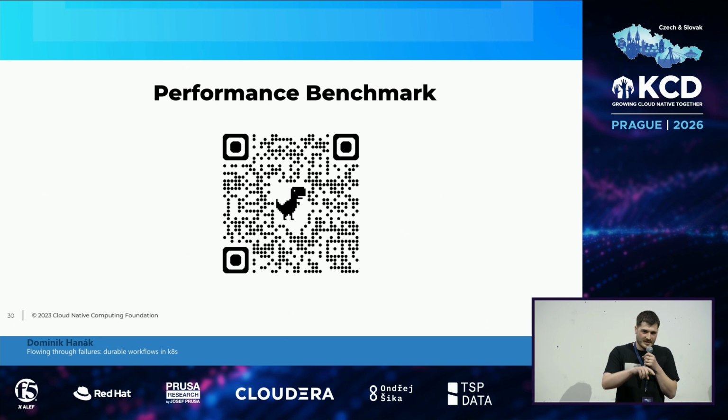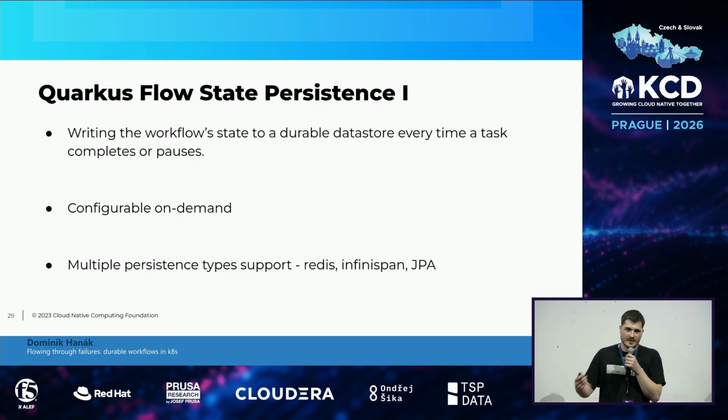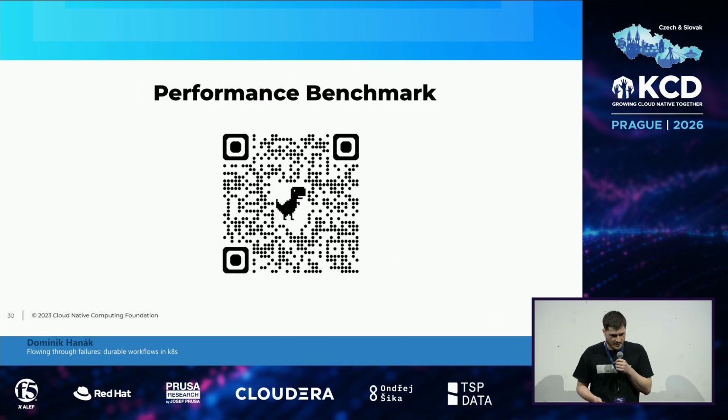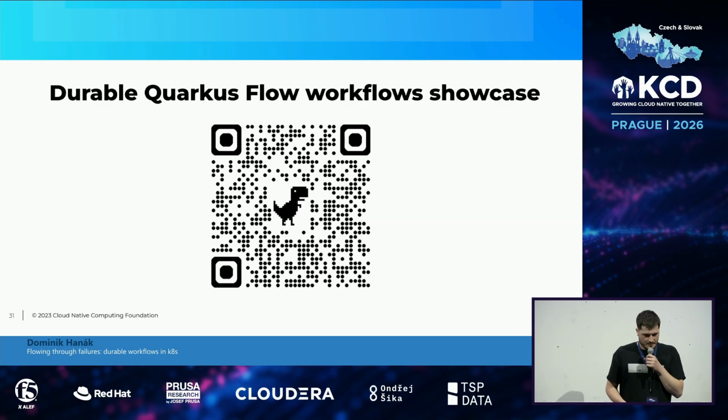So if you're interested in how much each of these persistence stores affects the performance, we have a performance benchmark in our documentation. So feel free to check it out, but Redis and Infinispan, the key-value stores, are more suitable for this than JPA, because in JPA you have transactional overhead, which slows it down a bit. But all of this is showcased in this performance benchmark documentation entry from my colleague. So now we have the demo or showcase.